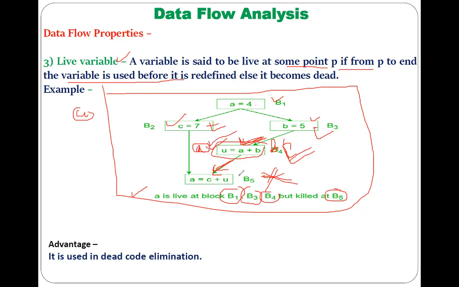Now why are we saying it is dead here? Because the value of A is getting modified here. What is the value of A? 4. This 4 value is getting utilized, and that is the reason A is said to be live here. But A is not live here because its value is getting modified here. What does the value become? It becomes C plus U, where C is 7. And here it becomes A plus B, which is 4 plus 5, 9. So the U value becomes 9.